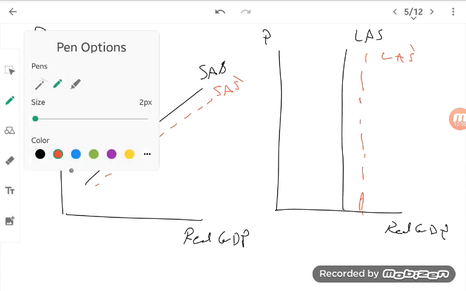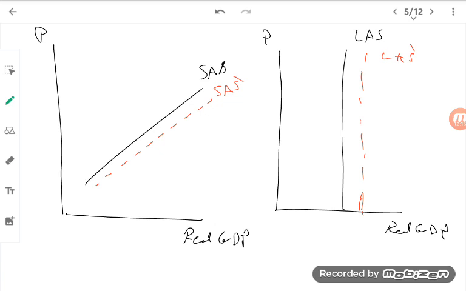Now let's assume that money wages are expected to decrease or are decreasing. So cost of production is going to decrease. You can produce more, so supply is going to increase. As a result, the short-run aggregate supply curve will shift to the right, and there is no effect on the long-run aggregate supply curve. What about aggregate demand?